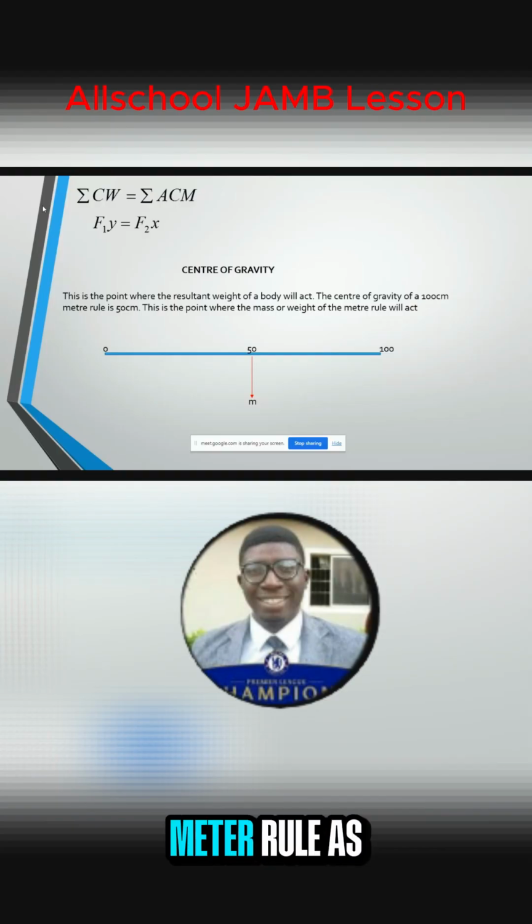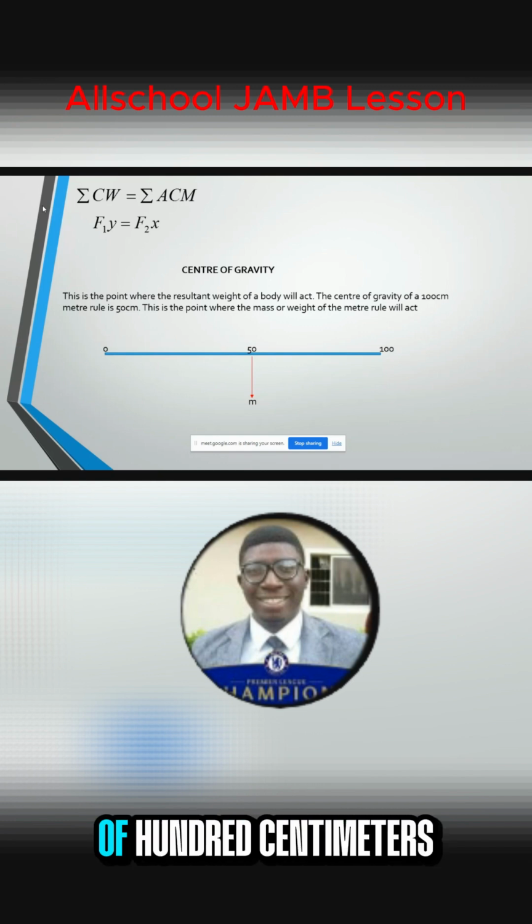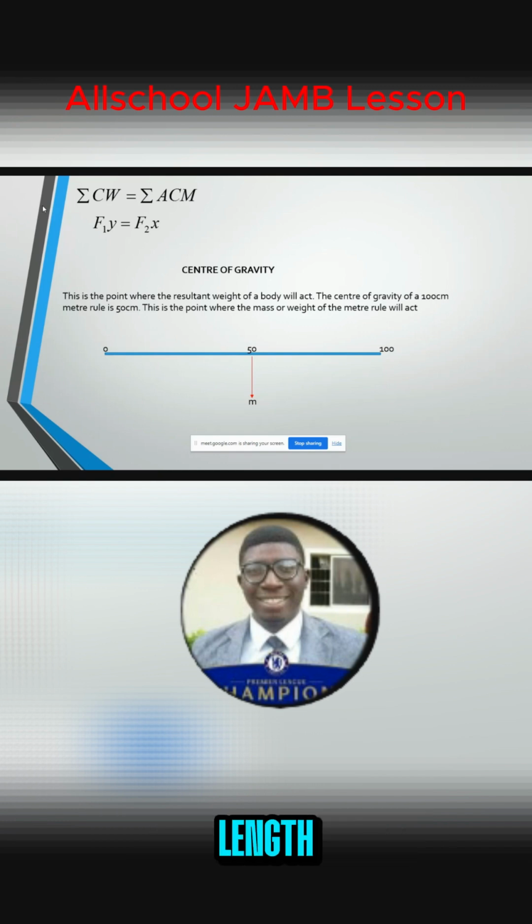We use a meter rule as an example. We said that if we have a meter rule of 100 centimeters length, its center of gravity will be at the point 50. And this is the point where the resultant weight or resultant mass of this body will act. That point is known as center of gravity. In terms of mass, it is known as center of mass.